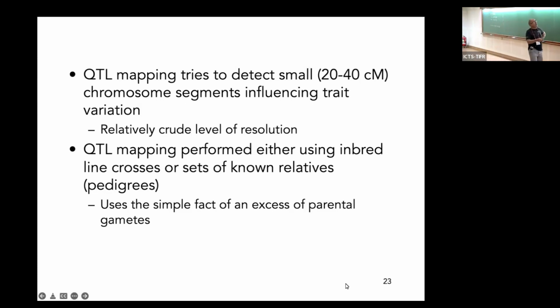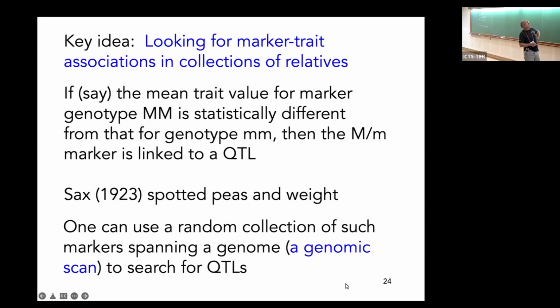And these are performed either using inbred crosses or sets of individuals, and they follow from this idea about an excess of parental gametes. I mentioned Sax, 1923, the first person that did this. We knew how to do QTL mapping. Actually, Payne, 1917 was the first paper, on chromosome arms. We knew how to do QTL mapping a century ago. The reason we haven't done it until recently is we didn't have the markers, right?